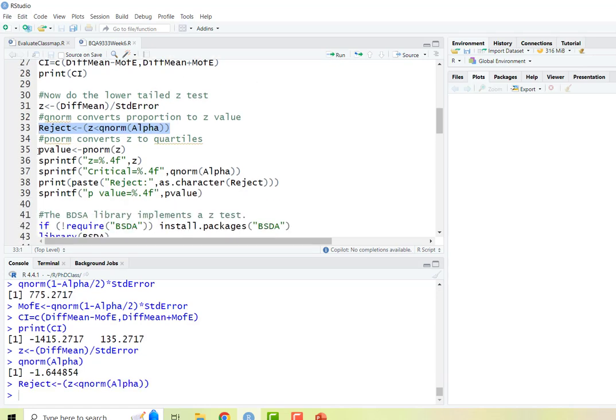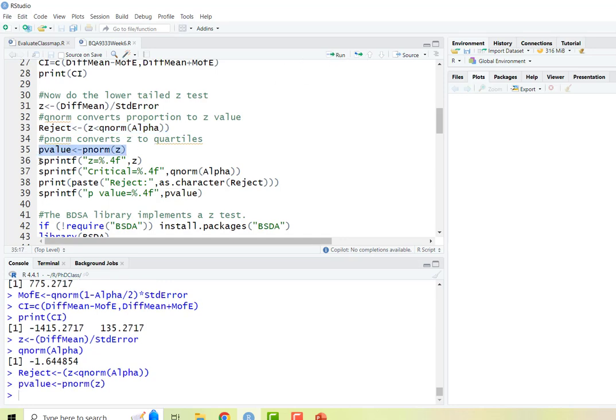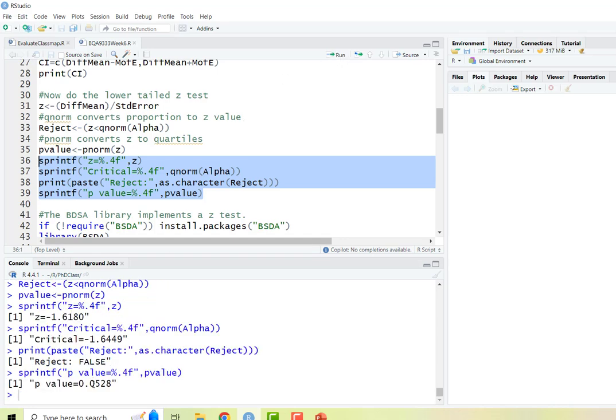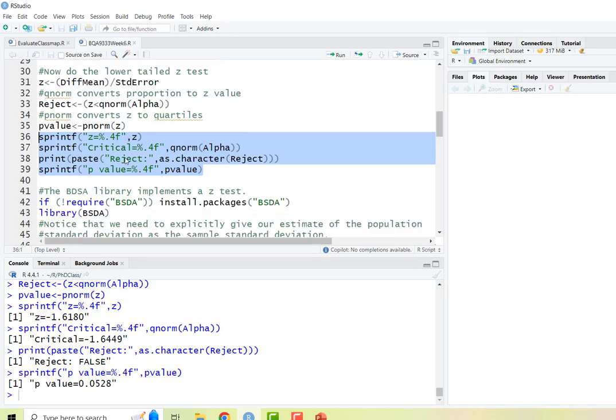And all we're doing here is just printing out the results of the test. So we can also calculate the p-value, using the pnorm function. And then sprintf, this is just a fancy way of formatting. So we have Z equals the value of Z, and 4f is basically the formatting code. I'll show you how that works. It tells us we've got 4 decimal places on each of these. So we get Z equals minus 1.618. The critical value is minus 1.645. So we fail to reject and we get the p-value of 0.0528.